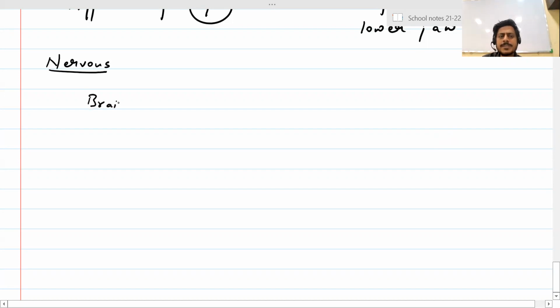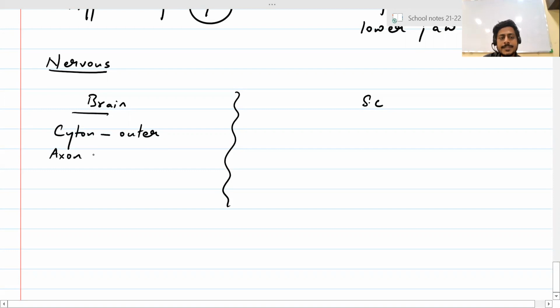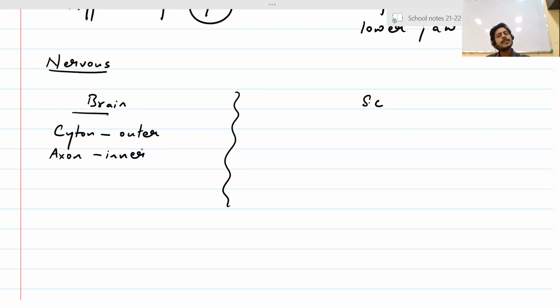This is an expected question because it's been repeated n number of times and examiners like asking it. So remember, in the brain the cyton is on the outer side and the axon is towards the inner side. Just remember brain, and you do the reverse for spinal cord. In the spinal cord the cyton will be on the inner side and the axon will be on the outer side. When they ask you about the part of neuron, make sure you don't just write about gray matter and white matter and leave it. You specify cyton and axon.